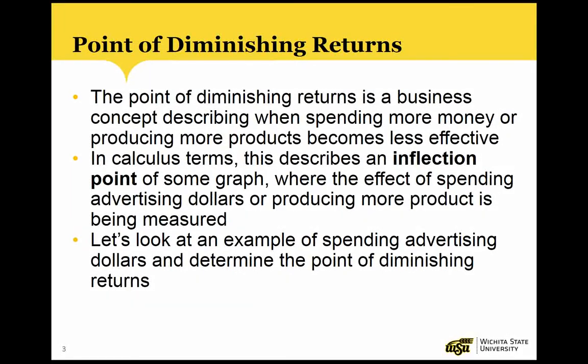The point where spending more money results in a slower growing group of new customers is this so-called point of diminishing returns. In calculus, this presents itself as a result of the second derivative of our graph. Let's look at an example of spending advertising dollars and determining the point of diminishing returns of one of these advertising functions.